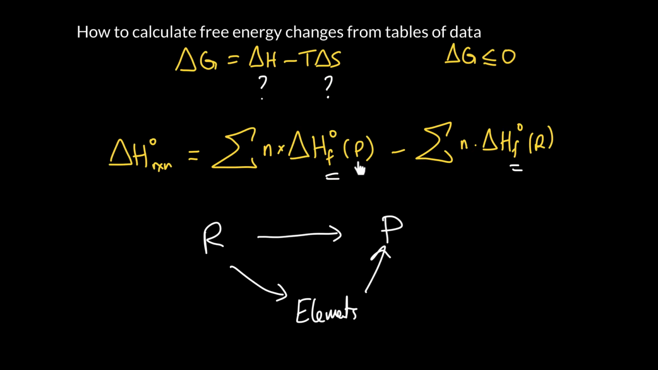So you're forming them. And the n's here just account for the fact that if you've got 2 moles or 3 moles or 3/2 of a mole, you need to multiply by that factor. One more thing here, the degree symbol up here indicates that we are under standard state conditions. So solids and liquids are pure, gases are at 1 atmosphere, and solutes are at 1 mole per liter. So that's how we calculated delta H.